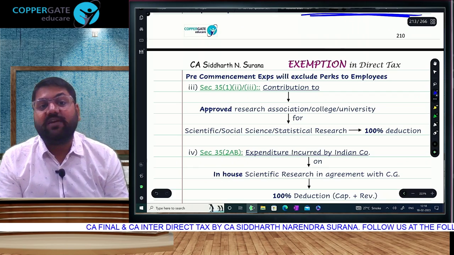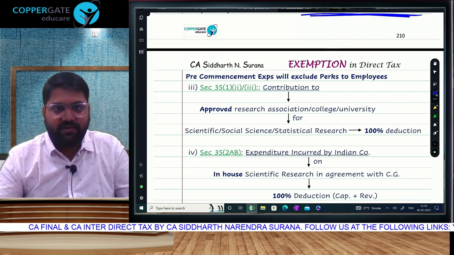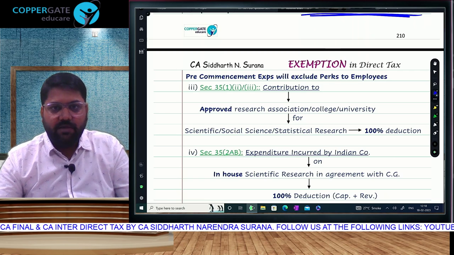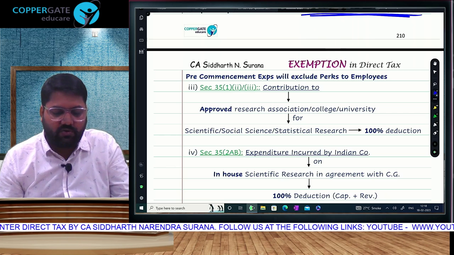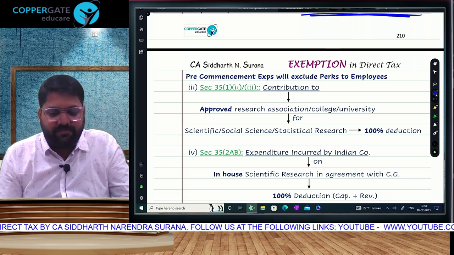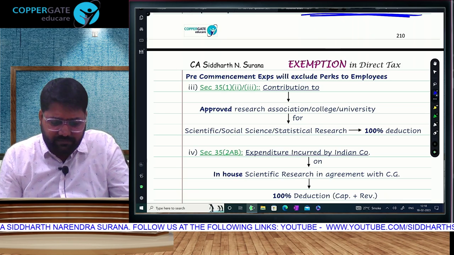Then if you have given any perquisite to employees in your pre-commencement period, dekho vaise we are giving, you know, pre-commencement ka deduction for 3 years, but during that period if you provided any perquisite to employees, then the perquisite ka deduction is not going to be available to you. Pre-commencement period mein any perquisite ka deduction is not going to be available to you.